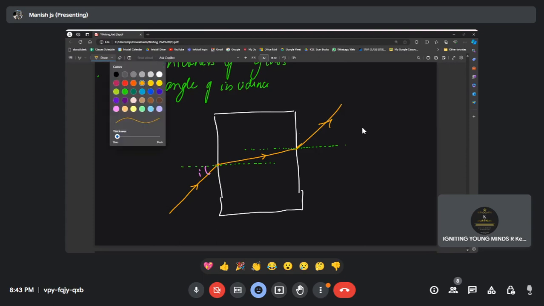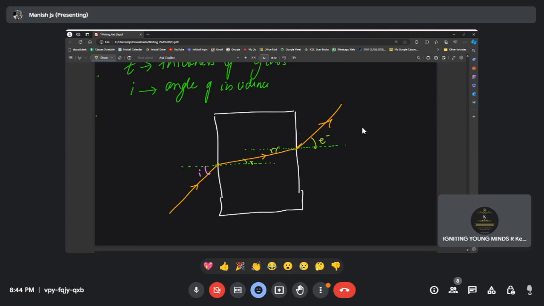So you mark the angles here. So what is the angle of refraction? These are the angles of refraction here and here, because that is the refracted ray, and this is your emergent ray. Okay, so this is the angle of emergence. Okay, so we can call it angle E.